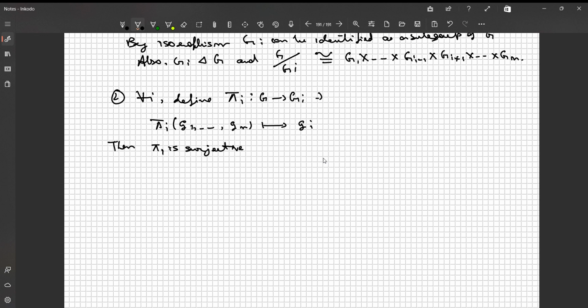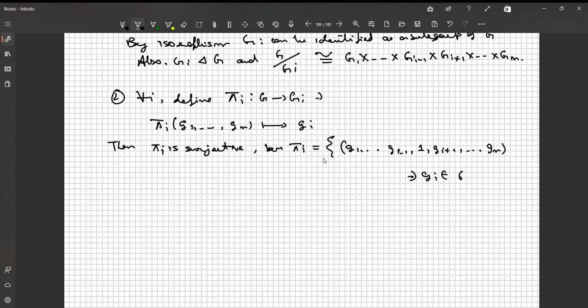Then pi i is surjective, which is obvious. So pi i is surjective. And what is the kernel of pi i? So for the kernel of pi i, we want to make gi to be 0, or 1. Let's say 1 because we are going with a multiplicative operation. So let it be 1.